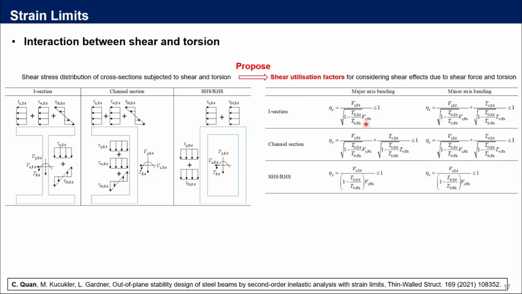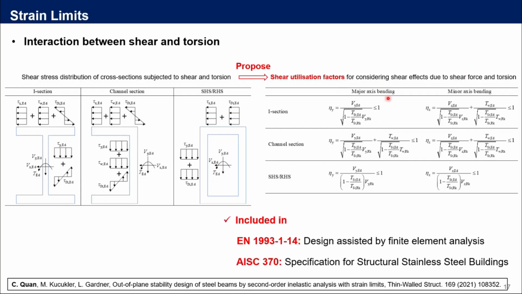So through these proposed shear utilization factors in the application of the advanced design method, we could consider the combined shear effects due to both shear forces and torsion. These proposed shear utilization factors have been incorporated into the Eurocode 3 Part 1-14, design assisted by finite element analysis, and also the American Design Standard AISC 370, designed for structural stainless steel buildings.